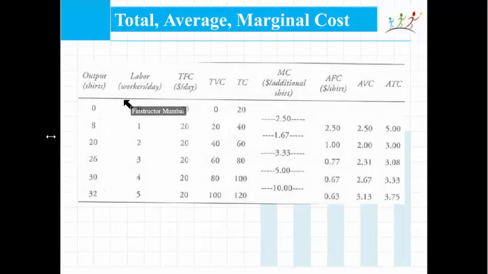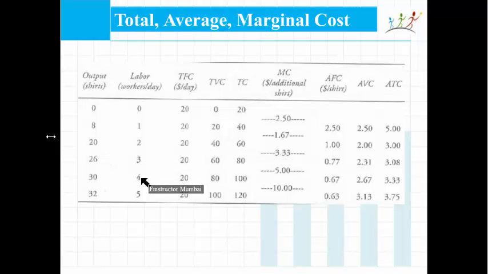With 0 labor, my output was 0. As I hired 1 labor, the output increased to 8 per day. With 2 labors, the output increased to 20 shirts per day. As I hired the third person, the person was not as productive. He could only give me 6 shirts because he didn't have enough machines.